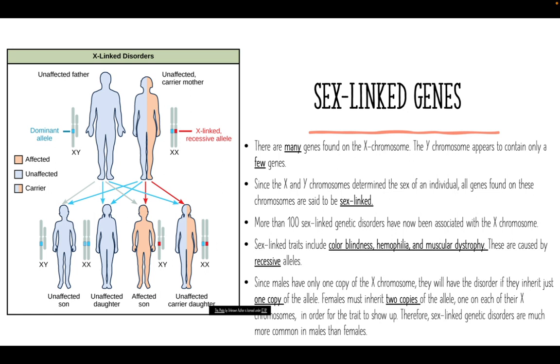Since males only have 1 copy of the X, they will automatically have the disorder if they inherit just 1 copy. So it could come from either parent, and you'd have issues on that chromosome. Meanwhile, females must inherit 2 copies of the allele, 1 on each of their X chromosomes. Therefore, sex-linked genetic disorders are much more common in males than females. More males are susceptible to color blindness than females. Same with hemophilia, muscular dystrophy, etc.